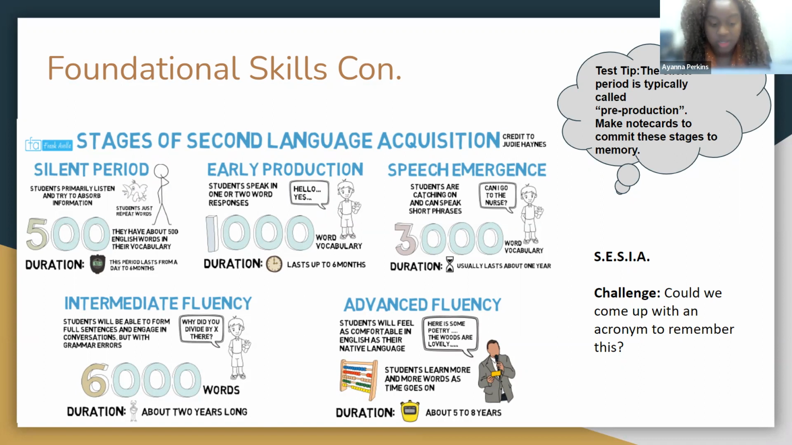And that's where a student is able to engage in conversations, but they might have some grammar errors. They might still be learning how to use idioms and idiomatic expressions, or expressions that are only used by speakers of English. So an example is, why did you divide by X there? So putting that there at the end is not something that a native English speaker might do. They usually will have 6,000 words by then.